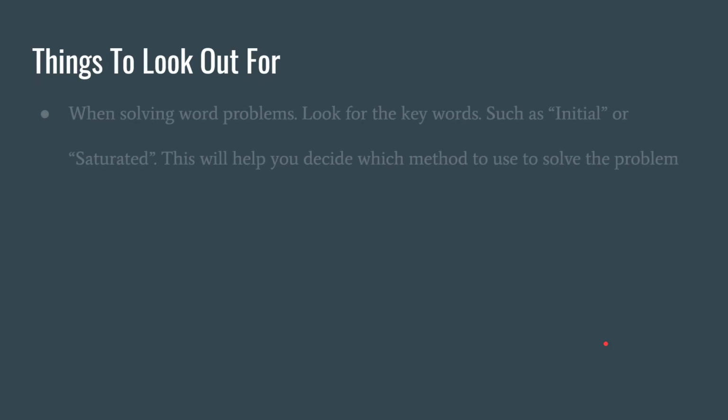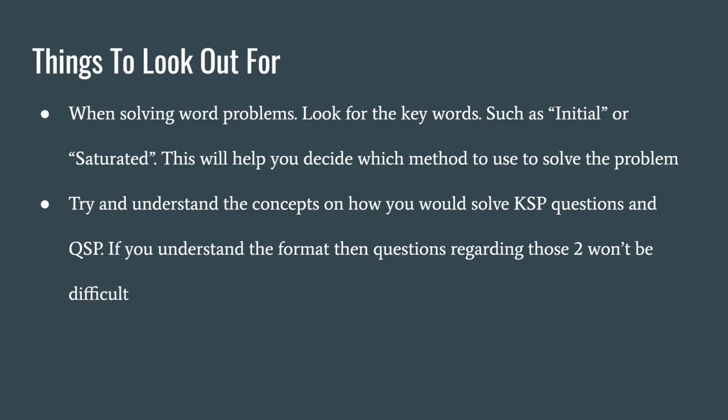Now, things to look out for when solving these type of questions. When solving word problems, look for keywords, like I said in the beginning of my presentation. Or actually, I'm not sure if I said it. I might have erased that video. Such as initial or saturated keywords. These two keywords can really help you. Initial is telling you basically that you're solving for QSP. Saturated means that you're solving an equilibrium problem. This will help you decide which method to use to solve the problem.